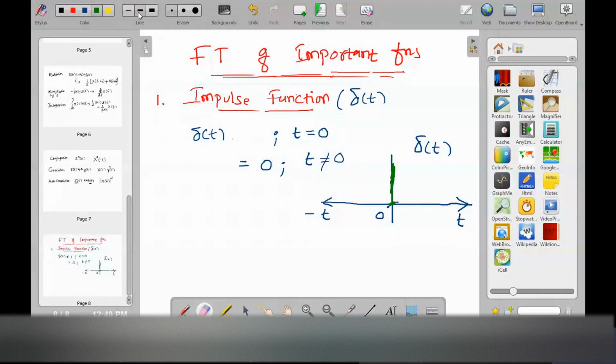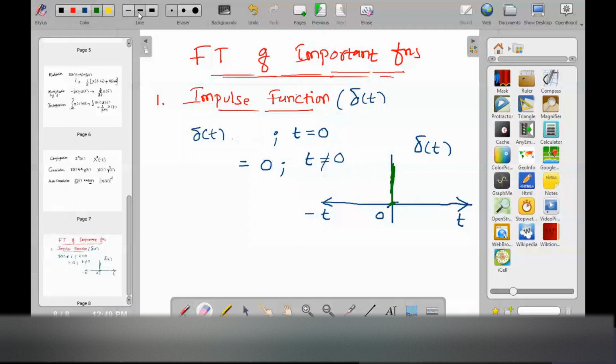So I can write delta of t equals 1 when t is equal to 0, and equals 0 when t is not equal to 0. I want to know what its Fourier transform is. Delta of t Fourier transform, how do you write it? I can write it as delta f. I want to calculate that.